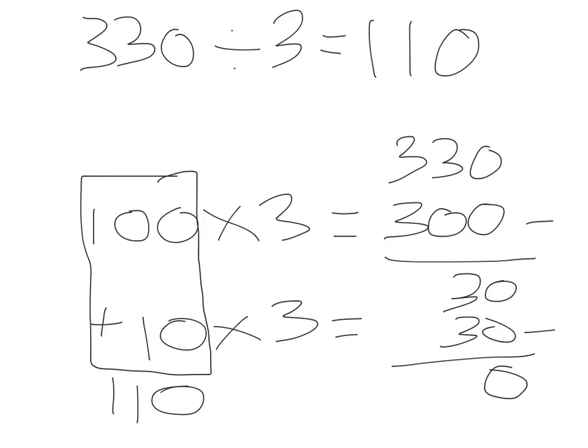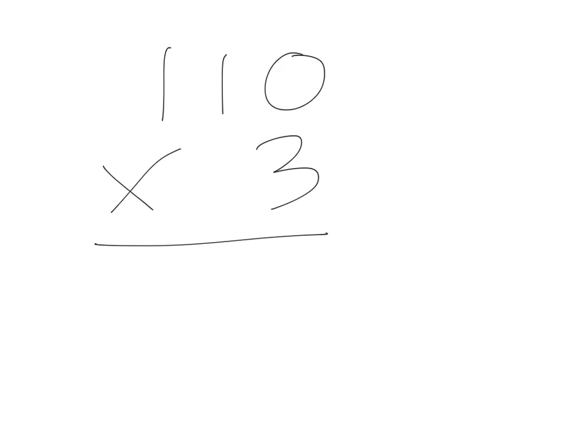You can check this using the short multiplication method. Let's try it. We've got 110 times 3. 0 times 3 is 0. 1 times 3 is 3. 1 times 3 is 3. So we know that 330 divided by 3 is 110.